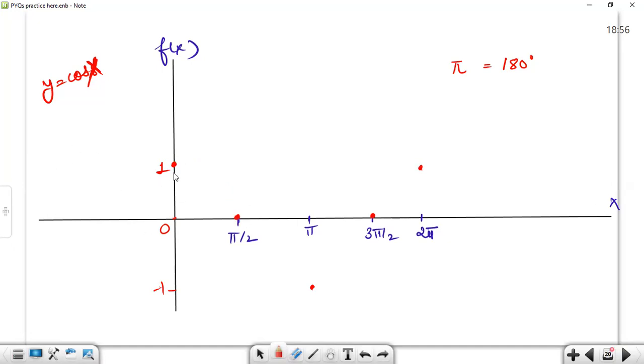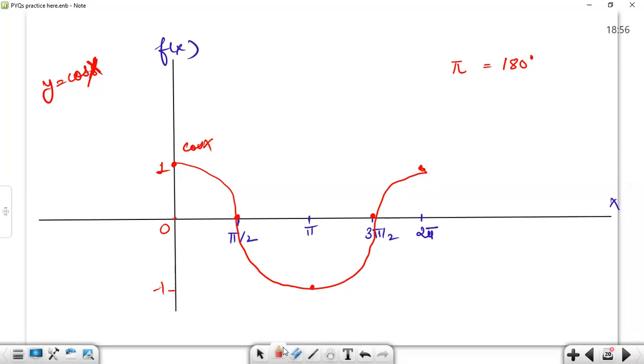Let me use my drawing skills. I got something like that. Yeah, successful. Almost. Now, okay, this is cos x.